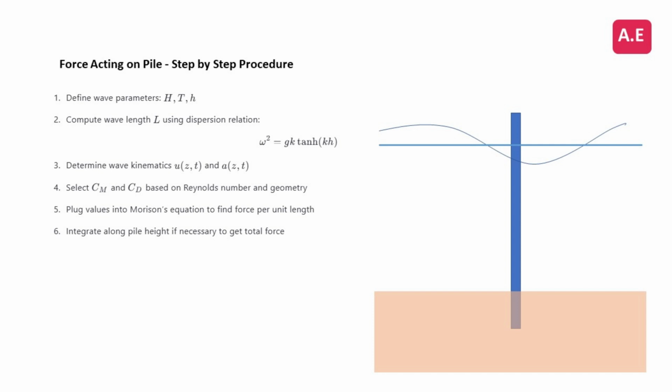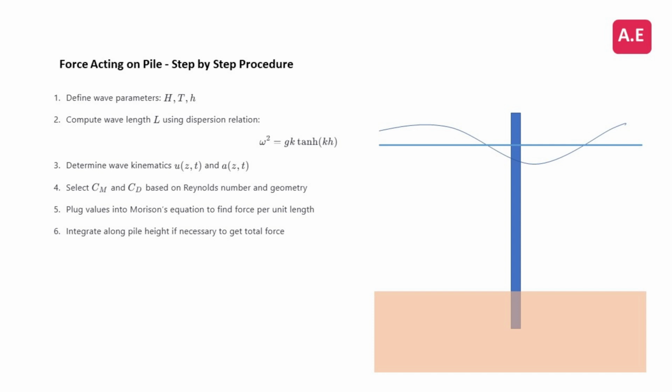Step 1. Use given values. We already have all the basic parameters defined. Step 2. Solve for wave number k, using the dispersion relation, where omega equals 0.785 rad per second. Solving this equation numerically gives us the value of k, which we'll use in the next steps.